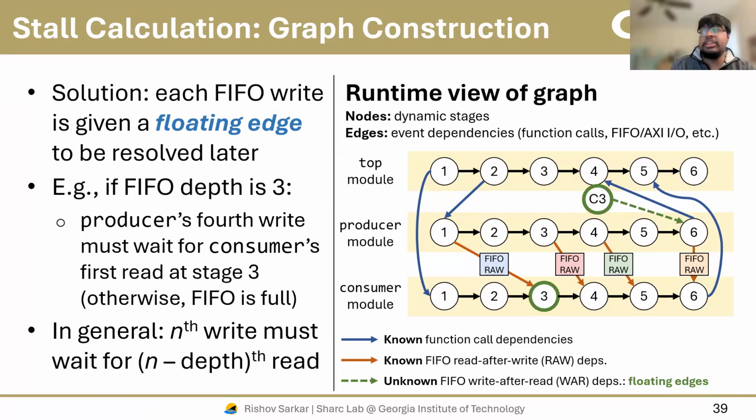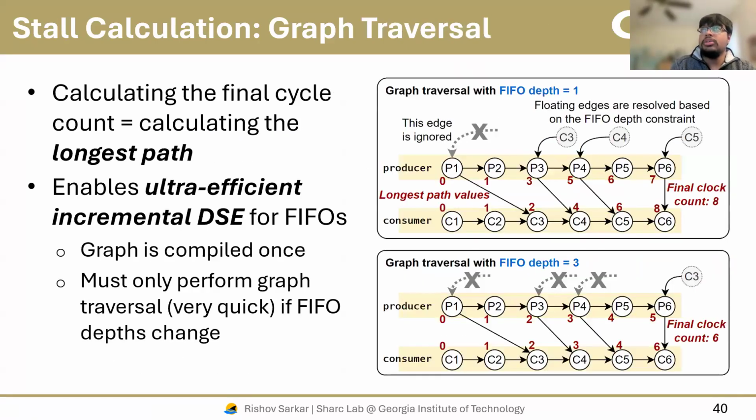In general, the formula is just that the nth write has to wait for the n minus depth read. So at this point, we can now traverse the graph. Calculating the final cycle count of our design just amounts to calculating the longest path through this graph. This is really good for design space exploration when you have FIFO channels in your design and you don't know what depth to make them.